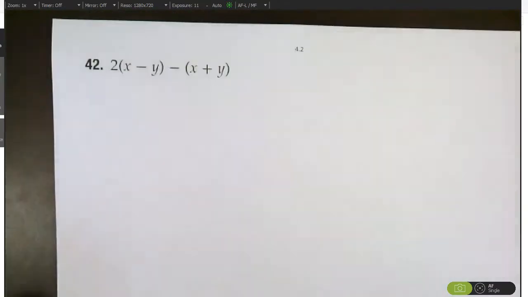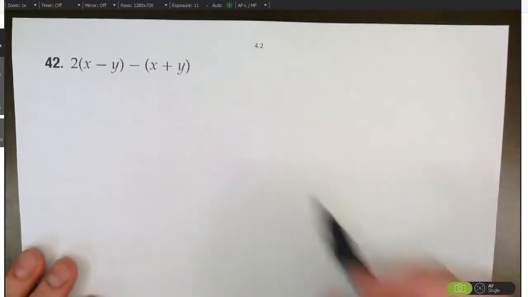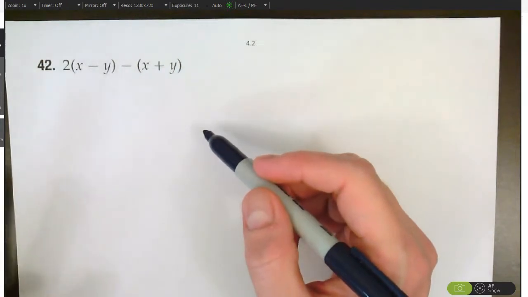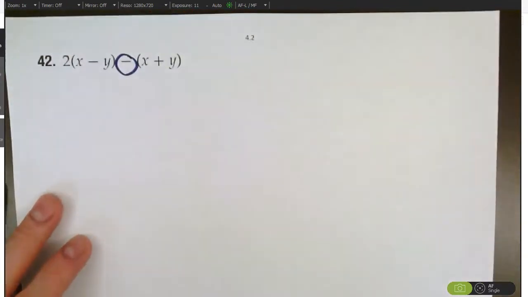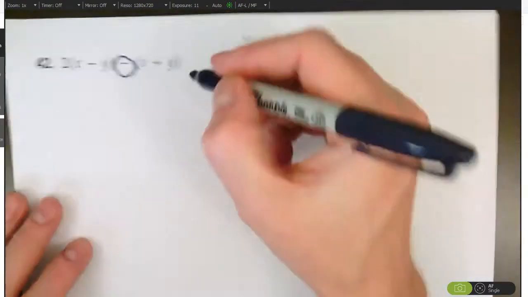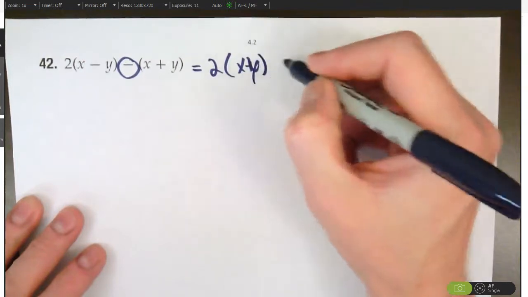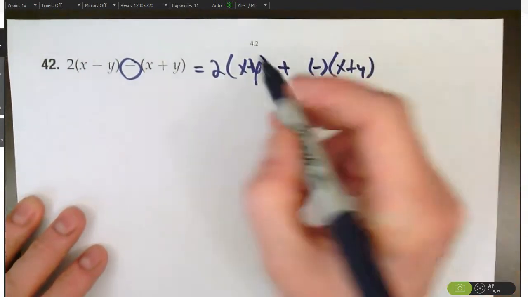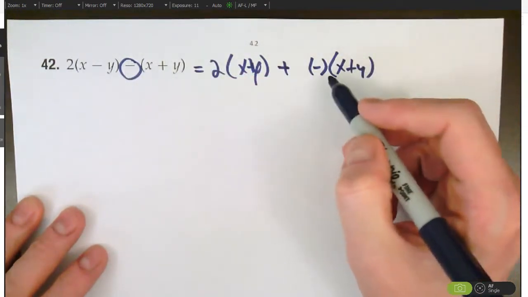Okay. Next one, 42. Not 36, sorry, we just did 36. 42. I like 42 because there's a common mistake people make with this problem. And it's not the left side, it's right here. It's what in the world do I do with that negative? Well, first of all, this means 2 times x minus y plus negative times x plus y. Again, anytime you're subtracting, it's just like adding the opposite. And then the question is, what is that negative thing I have?